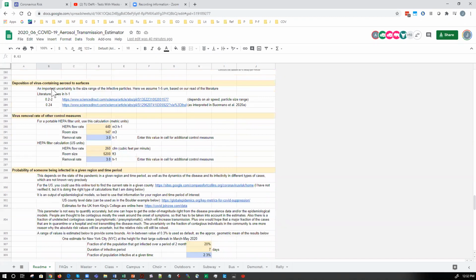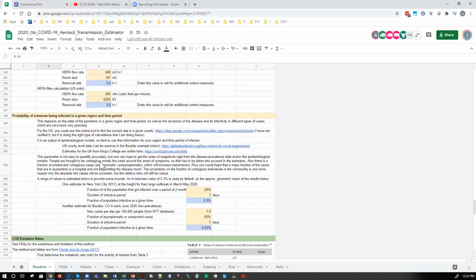The deposition of the virus onto surfaces depends on the size of the particles that the virus is carried by. Bigger particles settle faster, maybe in half an hour. Smaller particles may take 4 hours. I'm taking the 4-hour limit. This is something that's also uncertain. Now, if you have a portable HEPA filter unit, this is how you do the calculation to get the number that you enter in your spreadsheet.